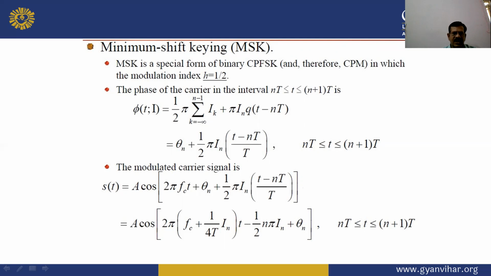φ(t) equals 1/2 π summation from minus infinity to n minus 1 of I_k plus π I_n (t minus nT)/T, for t greater than or equal to nT and less than or equal to (n+1)T. So the modulated carrier signal s(t) will be A cos(2π f_c t + θ_n + (1/2π) I_n (t minus nT)/T). So the modulated carrier signal is also A cos(2π (f_c + 1/4T I_n) t minus (1/2) n π I_n + θ_n).